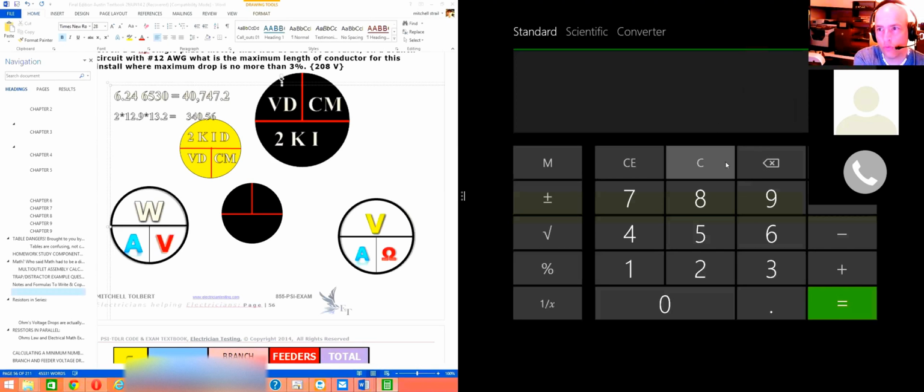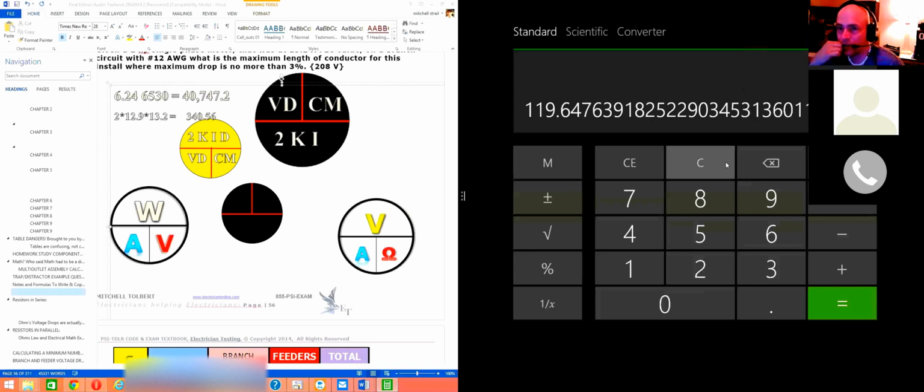Would you put the whole number in, or 0.2? I'd go ahead and just leave them out the way I've got on the decimals. It'd be 40,747.2 divided by 340.56, and that gives you a value of 119.647. And the PSI doesn't look at any number past the second significant digit. So this 7 on the decimal doesn't round this 4 up. It's simply going to be 119.64, and that's going to be our number there.